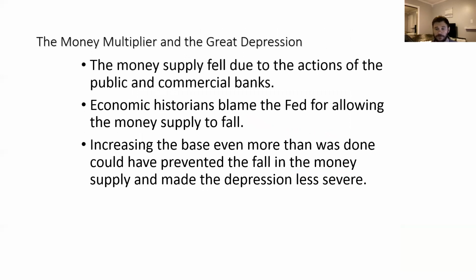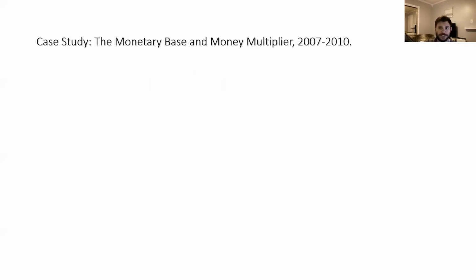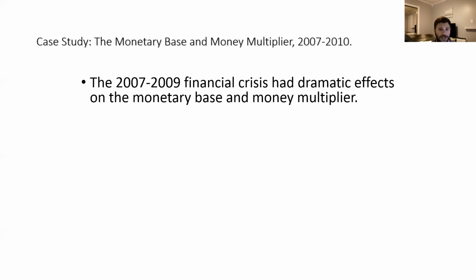Counterfactually, the argument has been put forth that if the Fed had increased the base more aggressively, this could have prevented the Great Depression from being as severe as it was. Fortunately, in more recent times, we went through the 2007 to 2009 financial crisis, and we ran into a similar type of situation in that we had a relatively high money multiplier.